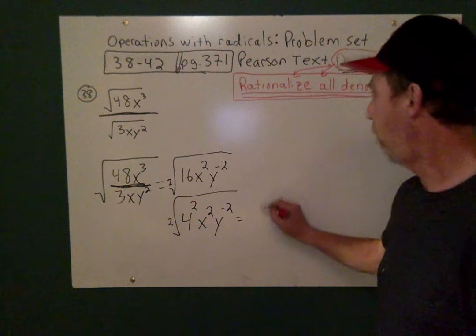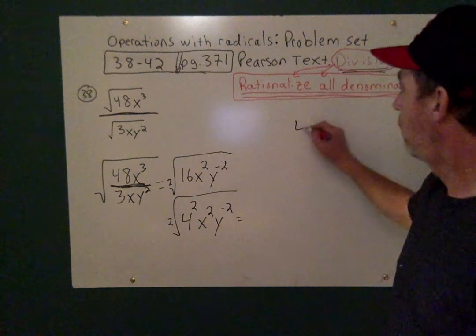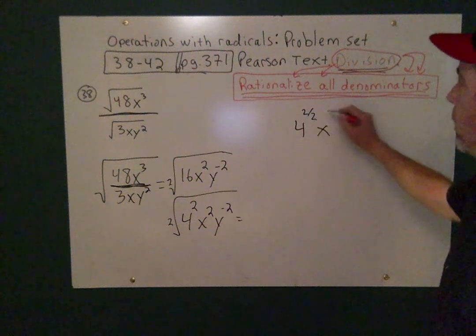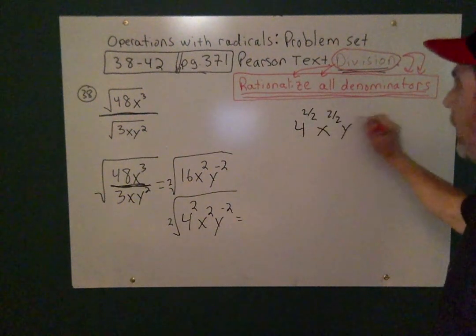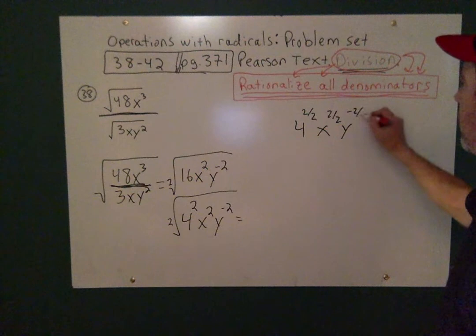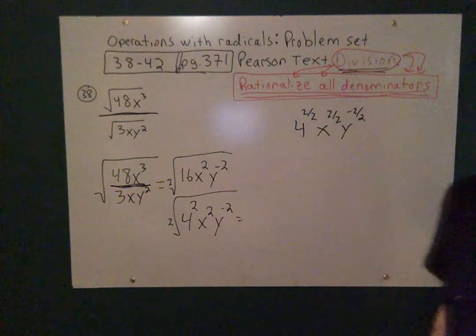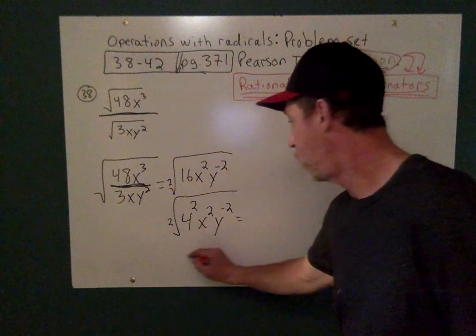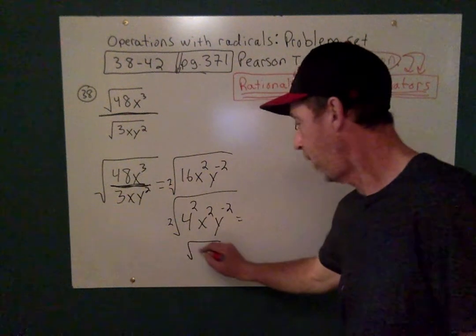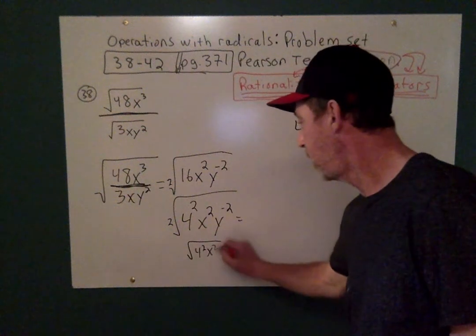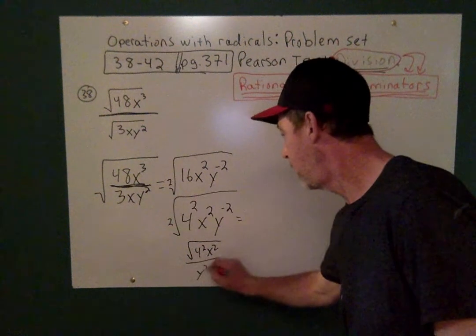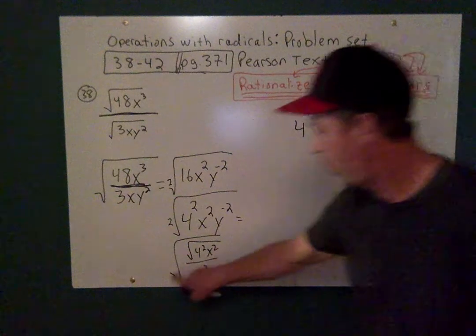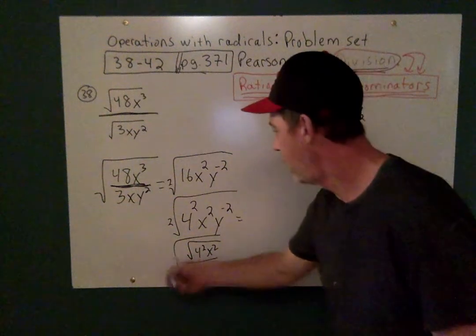Our bases are 4, 2 over 2, x, 2 over 2, y, negative 2 over 2. Now, please note here, I'm going to rewrite this with y in the bottom as the square root of 4 to the second, x to the second, over y to the second. Same thing, it's just that, I'm sorry, I should put that square root there.